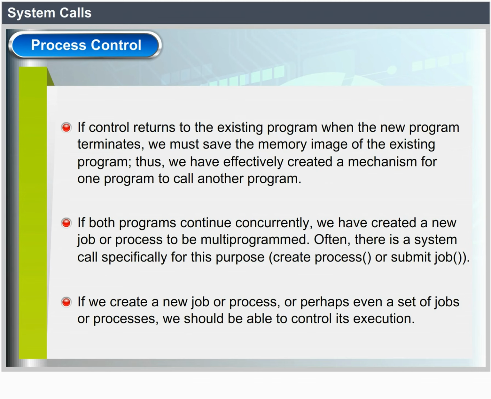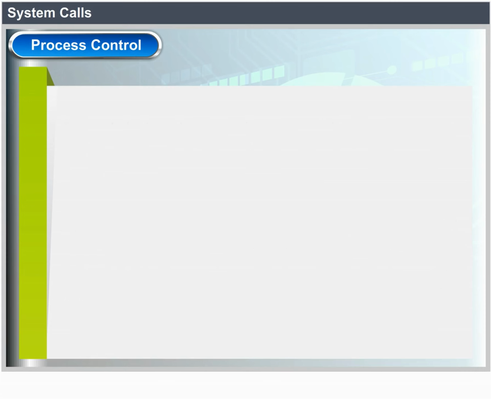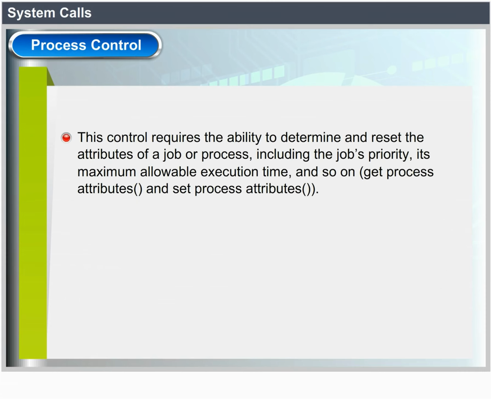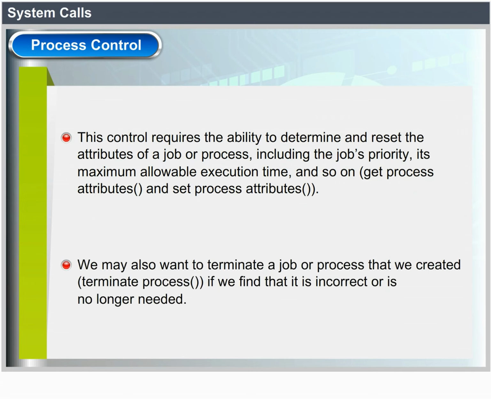This control requires the ability to determine and reset the attributes of a job or process, including the job's priority, its maximum allowable execution time, and so on: get process attributes() and set process attributes(). We may also want to terminate a job or process that we created, terminate process(), if we find that it is incorrect or is no longer needed.